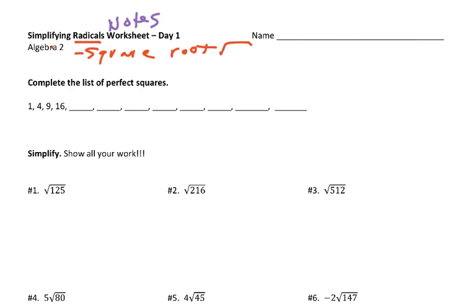But it can actually be any root. So there's also something called a cube root. We also have a fourth root, a fifth root, etc. So all of those are radicals, and that's why we don't just call them square roots, because radicals does include cube roots and any other degree of root.